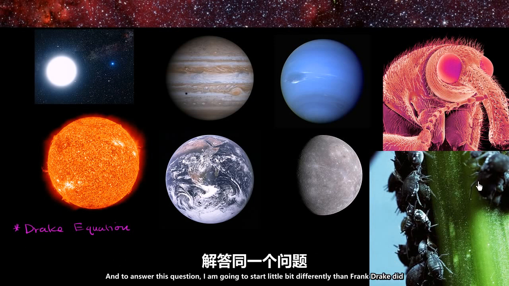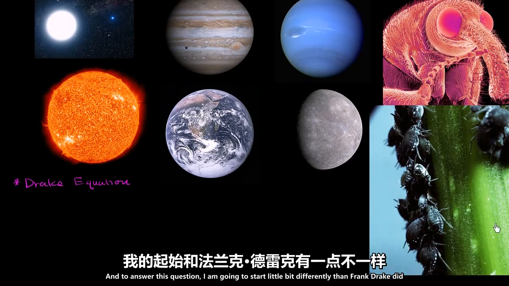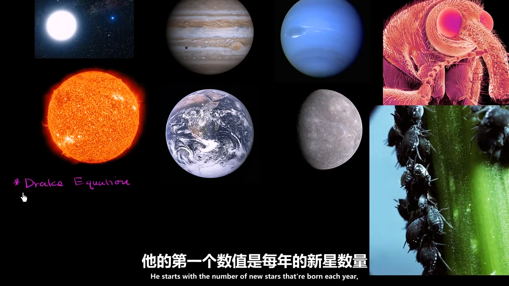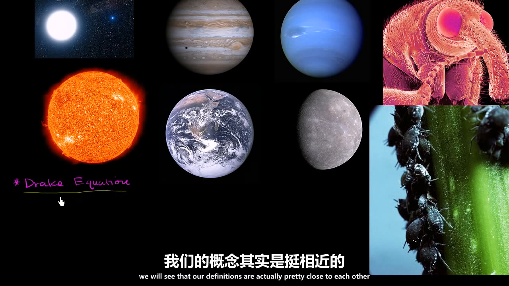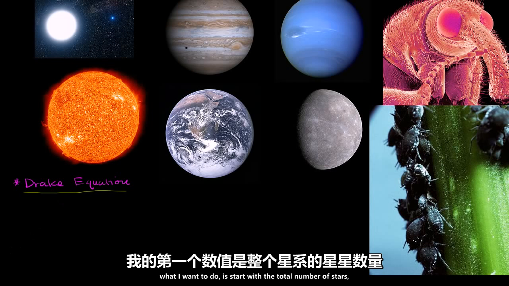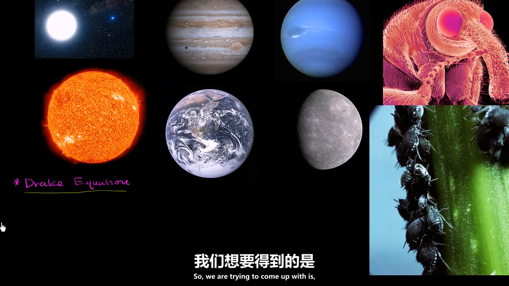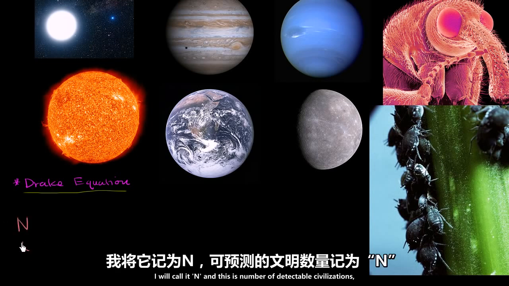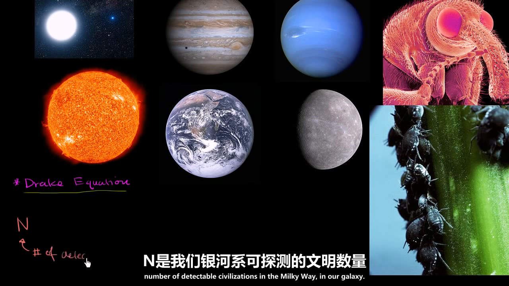Now, to answer this question, I'm going to start a little bit differently than Frank Drake did. He starts with the number of new stars that are born each year. And we'll see that our definitions are actually pretty close to each other. What I want to do is start with the total number of stars. So what we're trying to come up with is, I'll call it N, and this is the number of detectable civilizations in the Milky Way, in our galaxy.